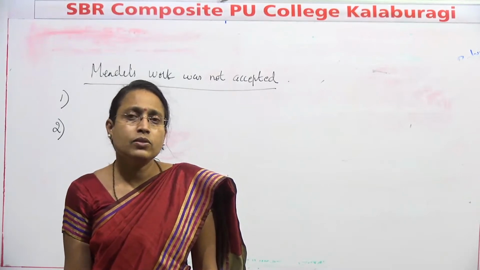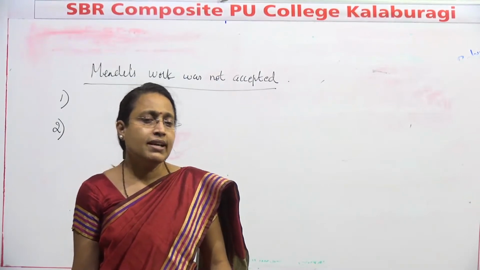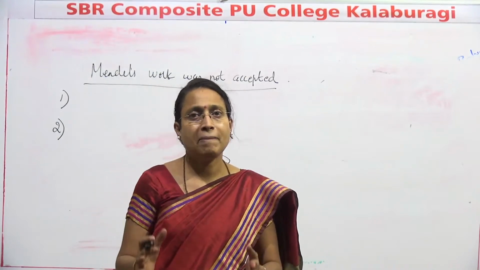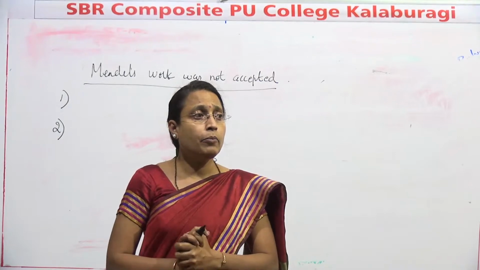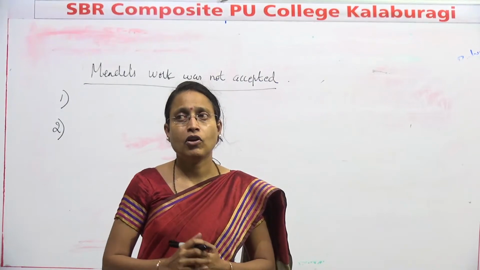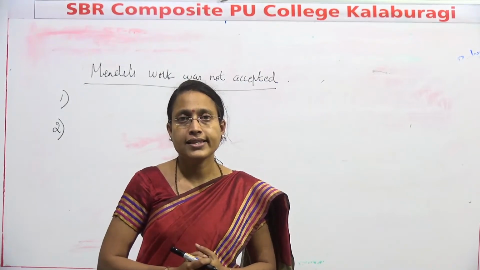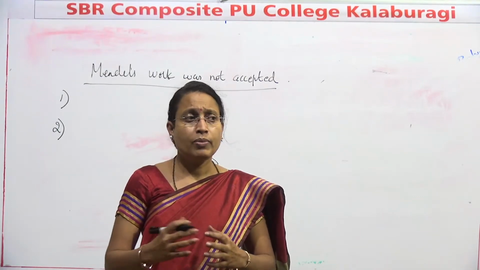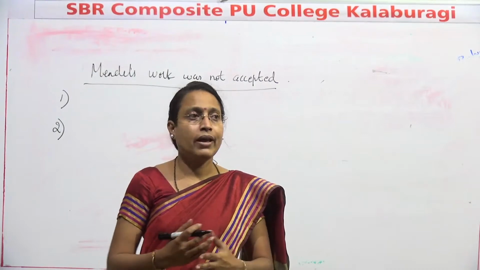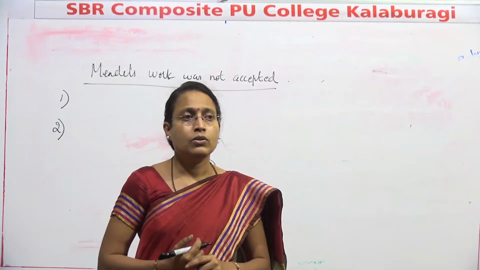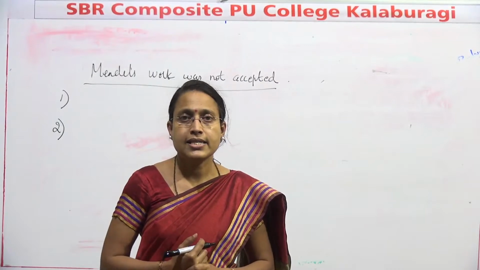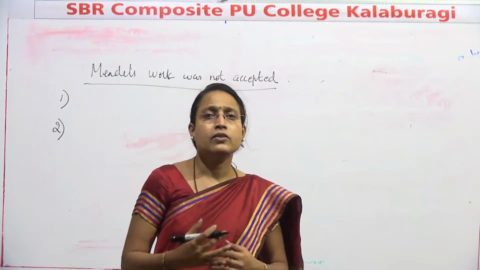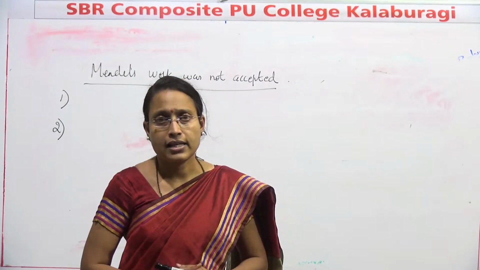Here in Mendel's work, what happened is basically he integrated two subjects. One is biology, another is maths. This integrated approach was not convincing for the contemporary scientists of that time, so they were not accepting it. Mixing maths with biology was not acceptable to the then contemporary scientists. Because of that also, his work was not well recognized.